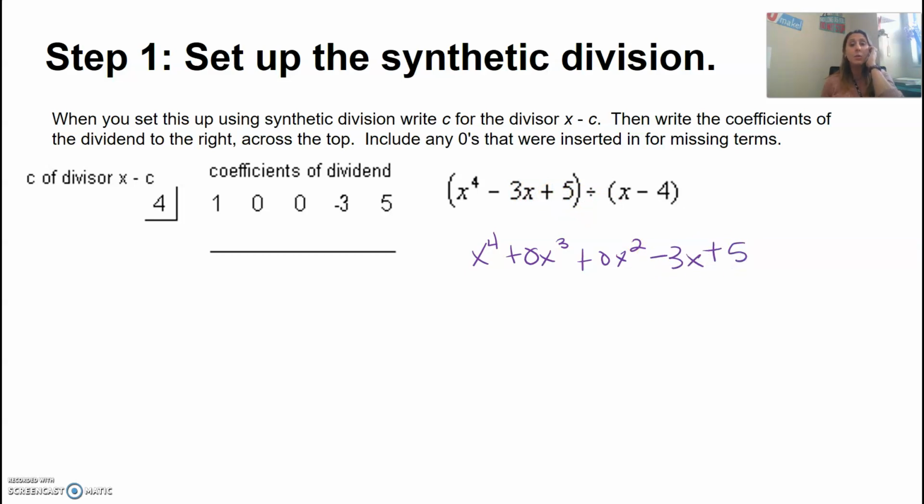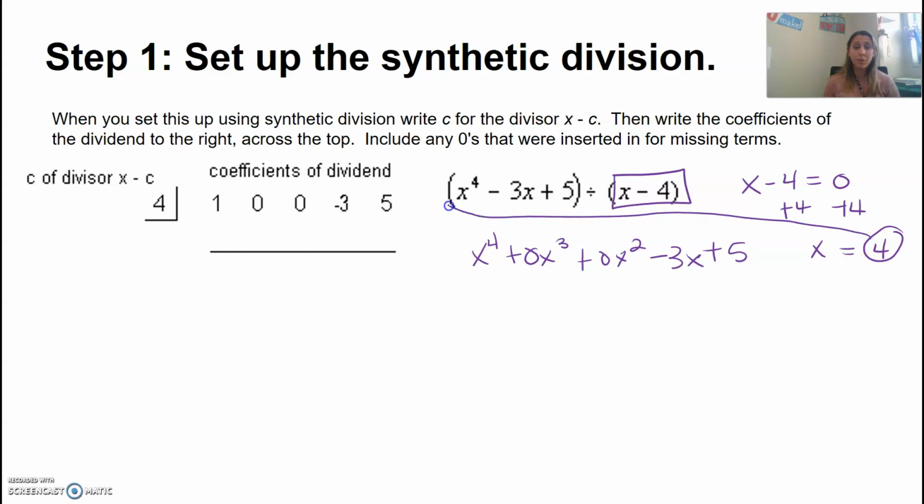The next thing that we want to do is solve for x given the divisor. So I'm going to say x minus 4 is equal to 0. I'm going to add 4 to both sides. I get x is equal to 4. So we're going to take this 4, and that's where we're going to put it all the way over here.